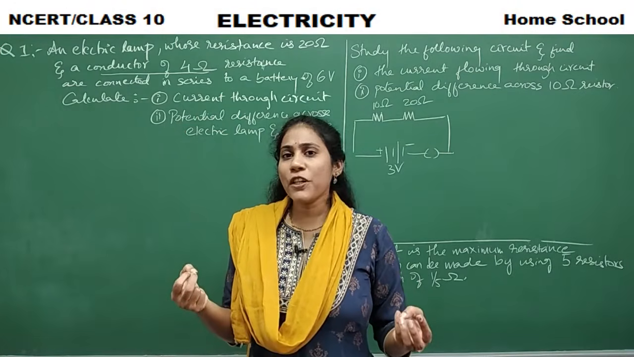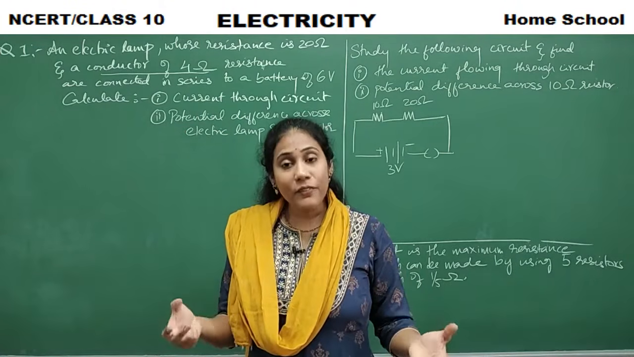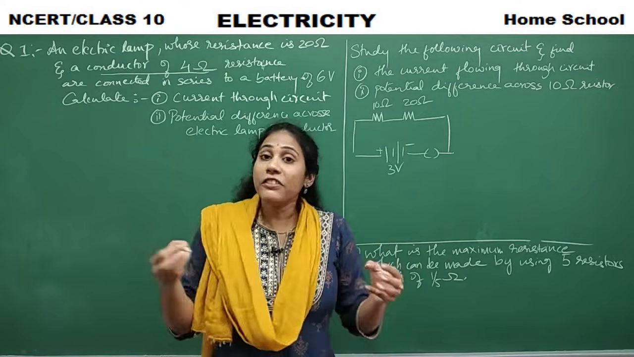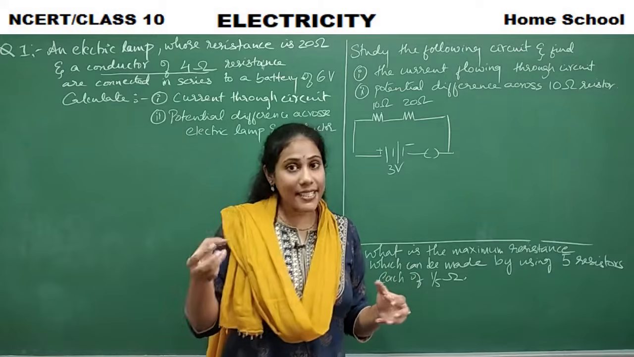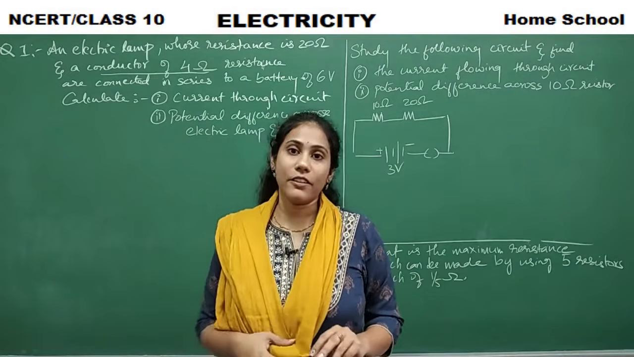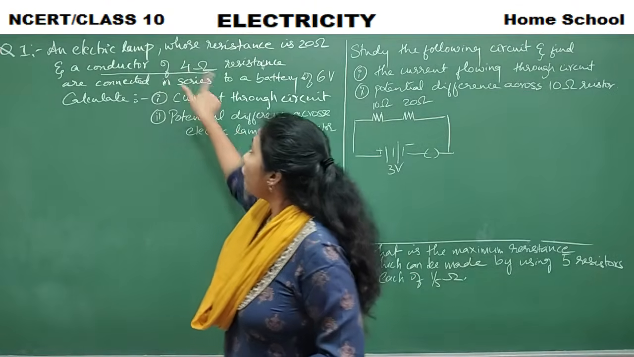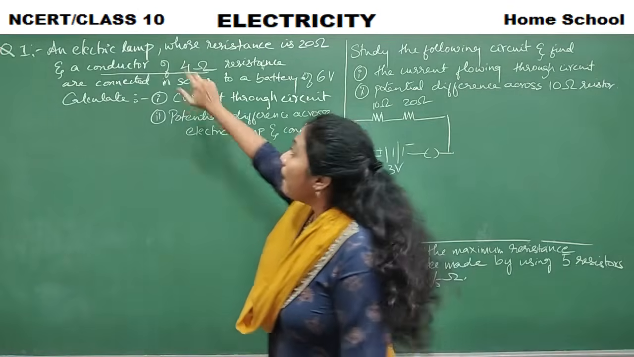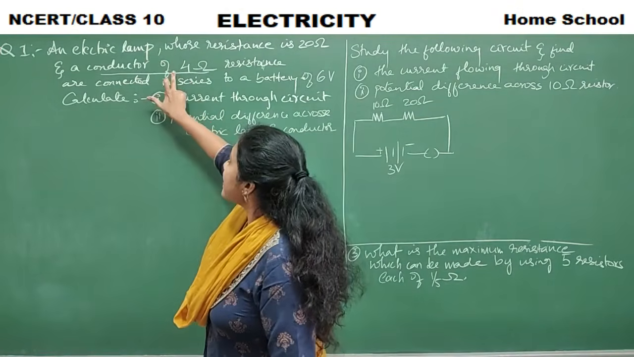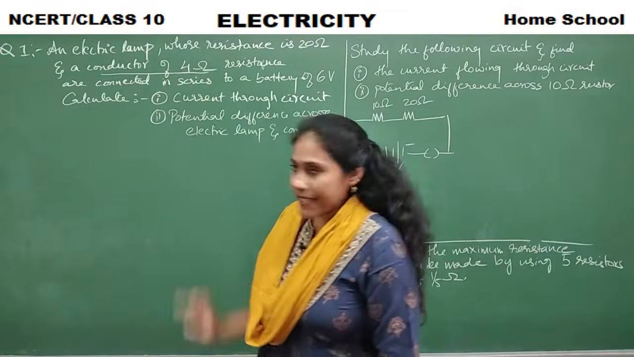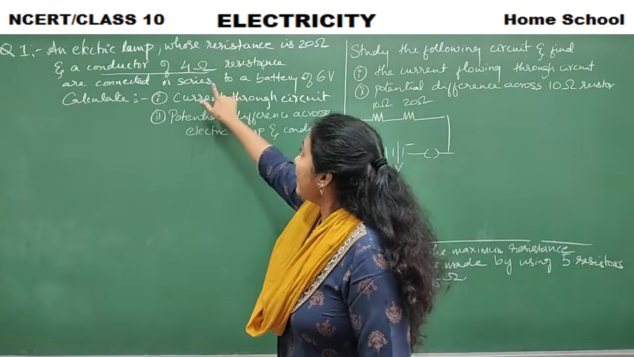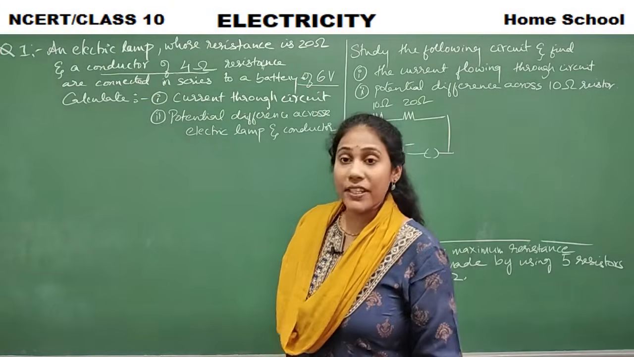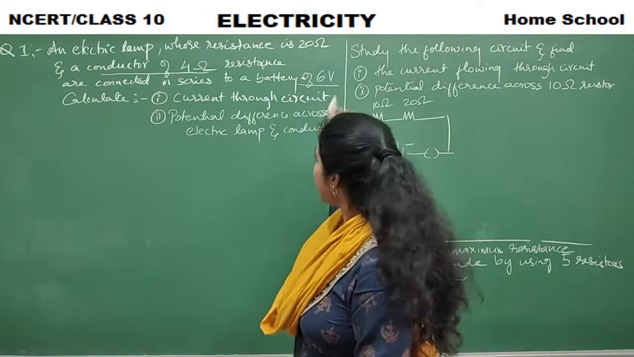So what is the definition of a resistor? A conductor which has an appreciable amount of resistance, isn't it? A conductor having a certain amount of resistance is called a resistor. So you have a resistor of 4 ohms and an electric lamp with a resistance of 20 ohms. Both the electric lamp and this resistor are connected in series, and they are connected to a battery of 6 volts. That is the total potential difference. The total voltage of the circuit is 6 volts.